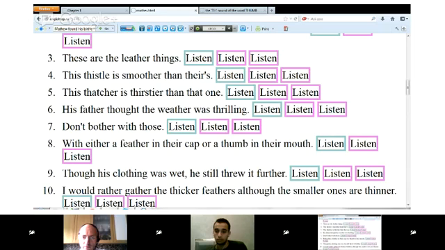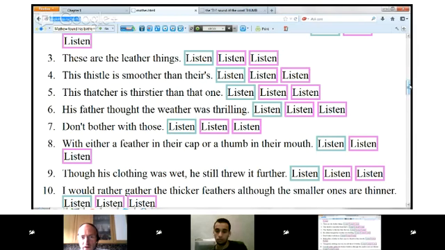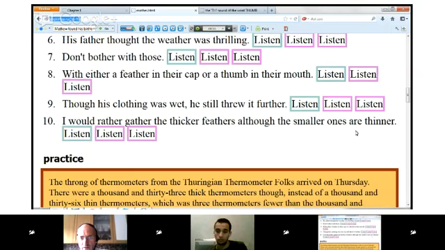Roman, yours is the next one. Okay. Though his clothing was wet, he still threw it farther. Yeah, this is an interesting word here, because you can say "farther" or "further." Some dictionaries say that "further" is not used for distance, and "farther" is used for distance. But it's not actually true.